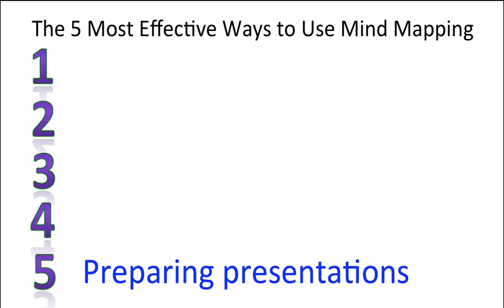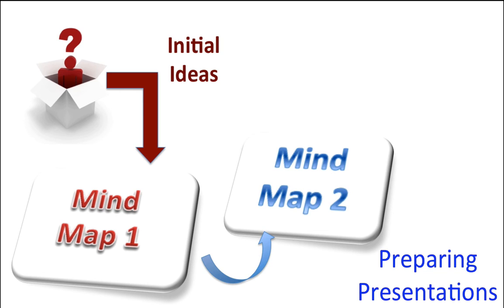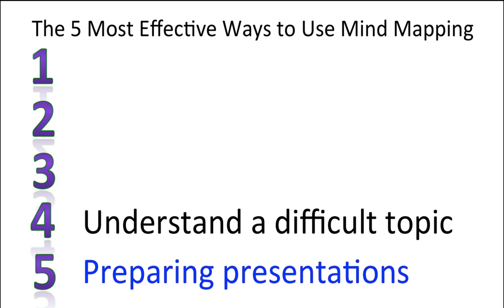Use a mind map to capture your initial ideas and explore the options of things you can talk about. Then create a second mind map, pulling together just the key ideas you want to share with your audience. And finally, use this mind map when you present to remind you of what you're going to say and the order you're going to say it in. For extra effect, you could even give your mind map out afterwards as a handout for those who've listened to you speak.